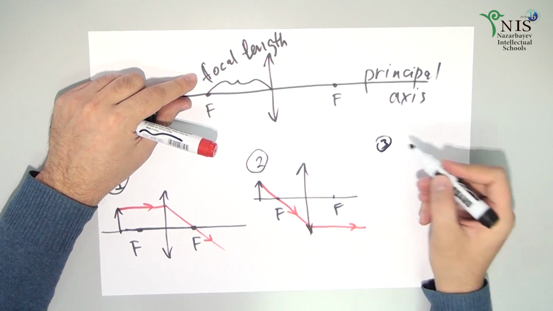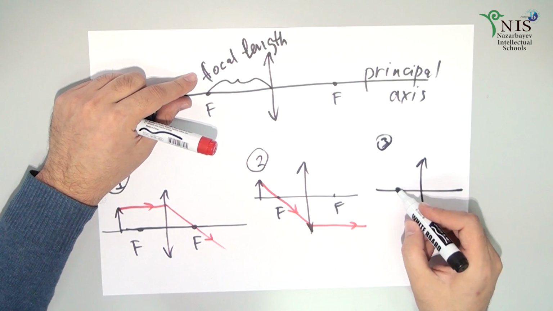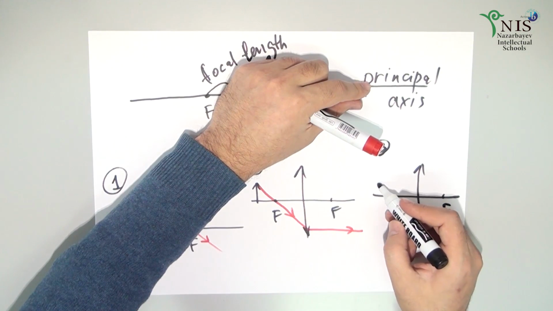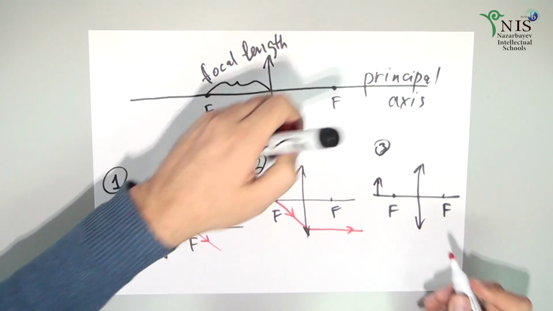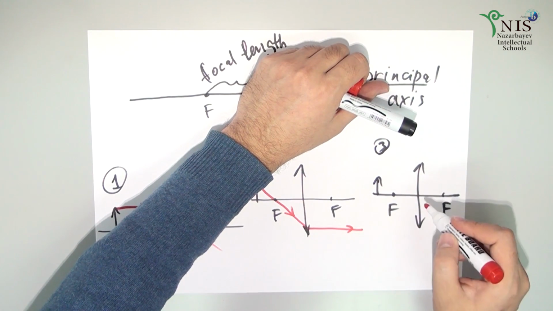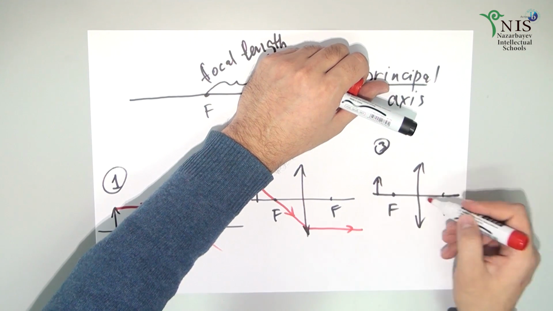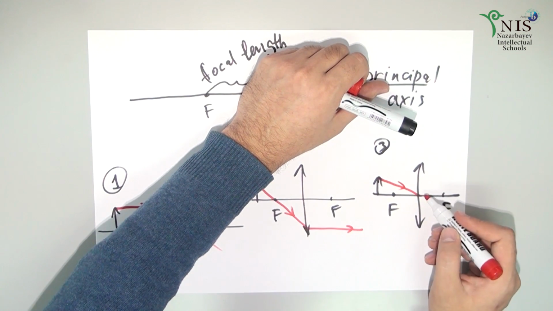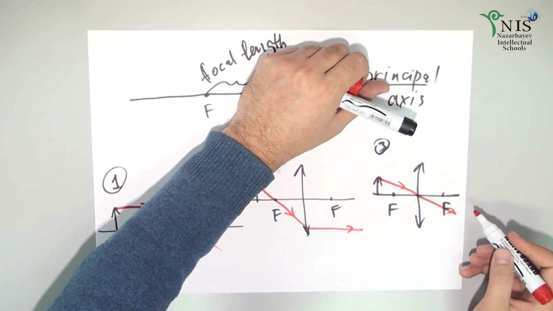And the last one, number three. Two focal points. If the object is located here, another possible ray: you draw a ray so that it goes exactly through the center of the lens, which is the point of intersection of the lens and the principal axis. Any ray going through the center of the lens will go straight without bending.